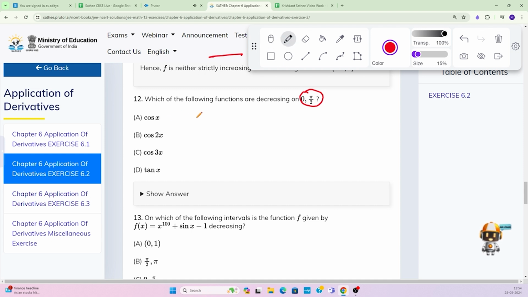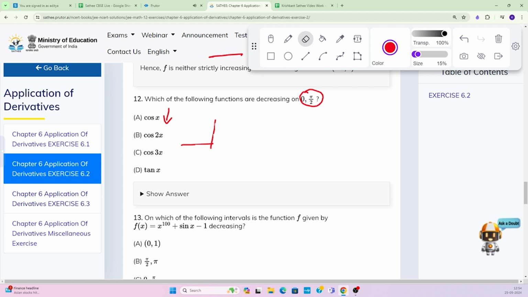Let me just directly give you the graph method. So cos x is, you all know this, it is decreasing on 0 to pi. Yes, 0 to pi cos x. Okay. Now what about cos 2x? So cos 2x will be, as you can see.